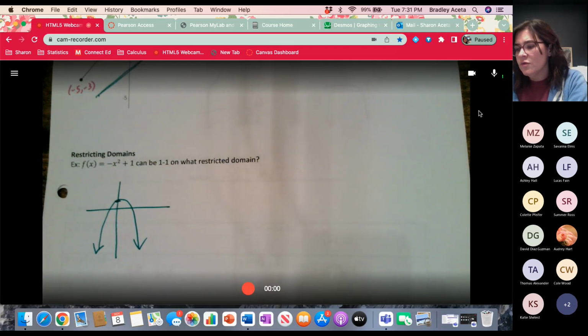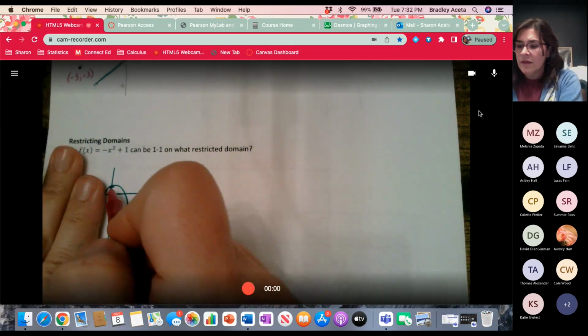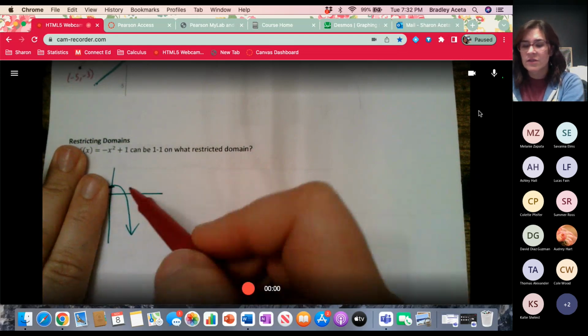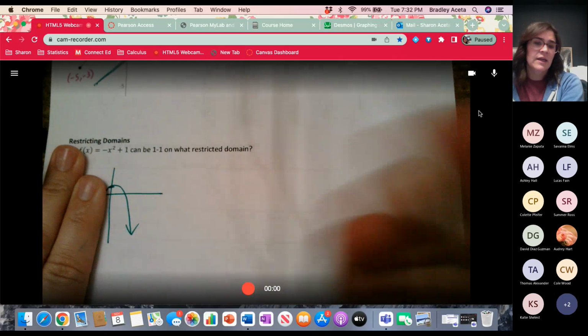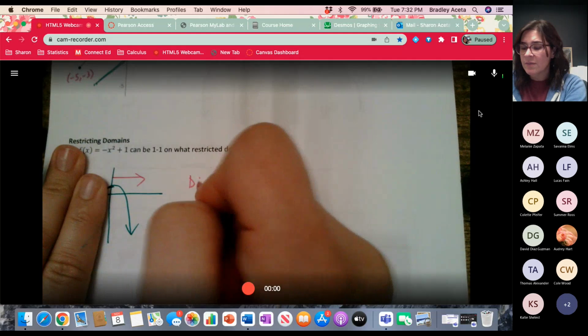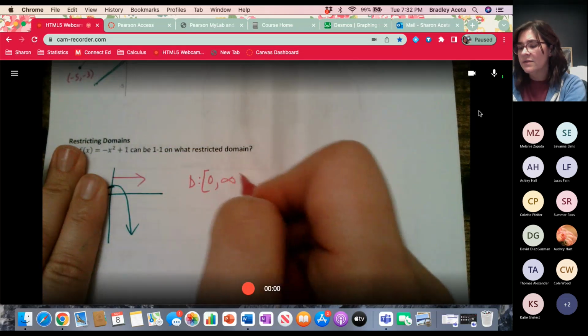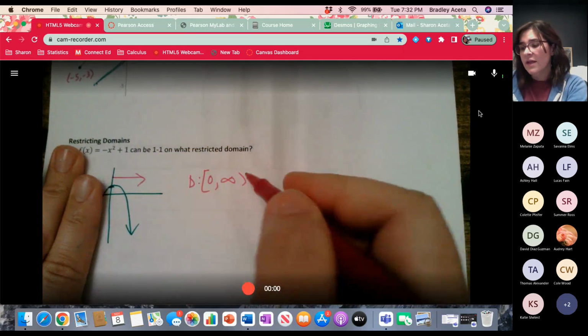Well, if I wanted to make it one-to-one, I would just want half the parabola. If I just restrict the domain to half of it, then I can create a one-to-one function, meaning if I just get rid of this portion right here and just use this portion, I can actually find an inverse. So I can restrict my domain to be from 0 to positive infinity on the x. Then I would be able to find the inverse.